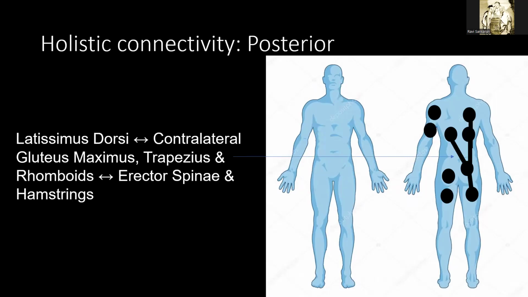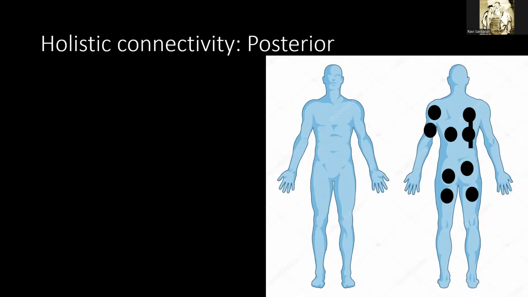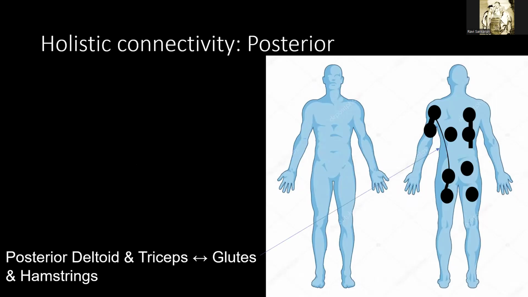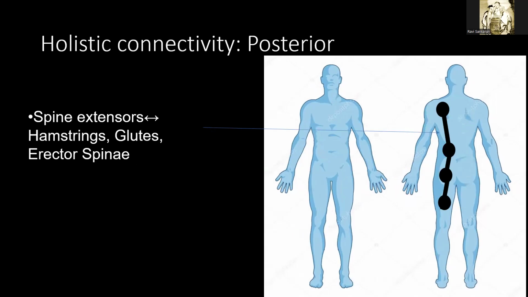And we have latissimus dorsi connecting to the contralateral gluteus maximus, trapezius, rhomboids, erector spinae, and hamstrings. We have posterior deltoid and triceps linking to the glutes and the hamstrings. And then we have the spine extensors linking into the hamstrings, gluteus, and erector spinae.